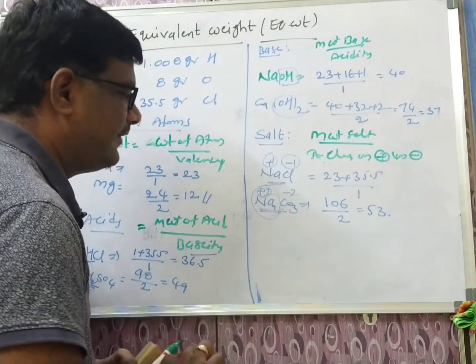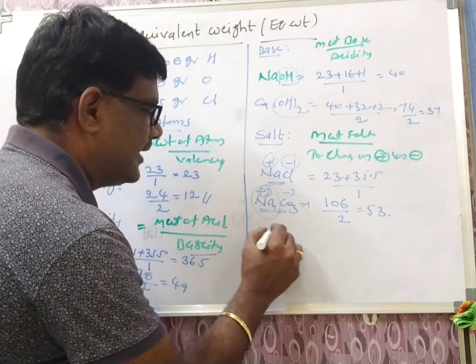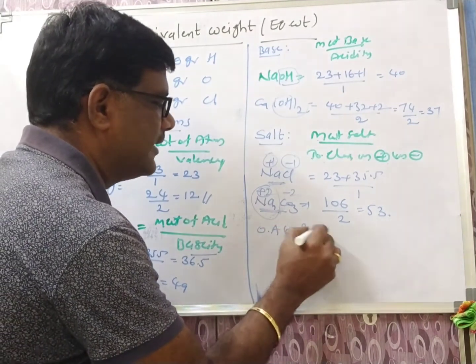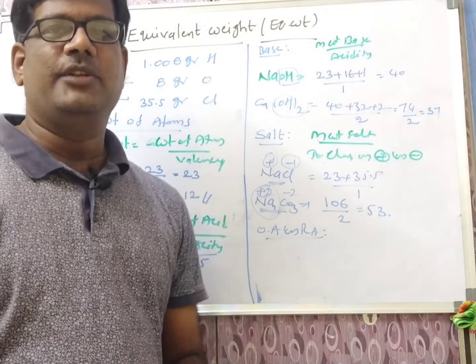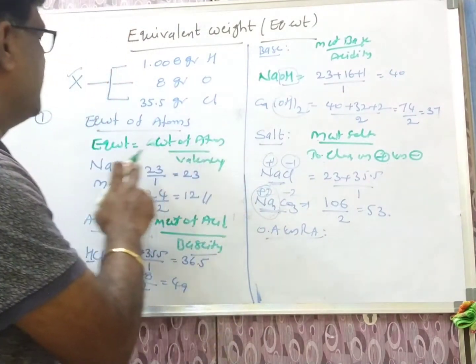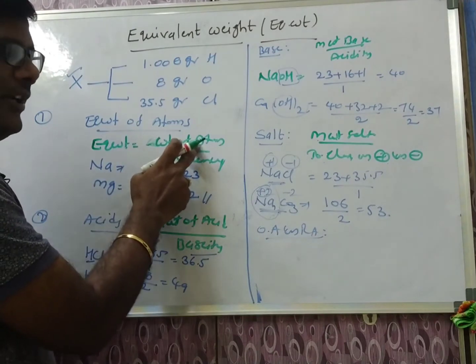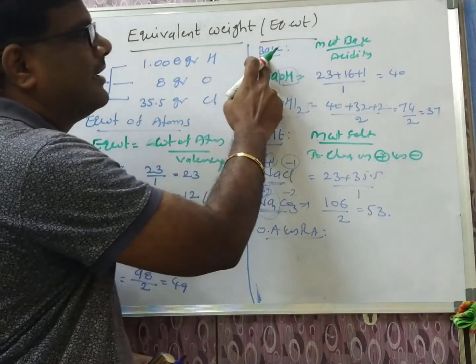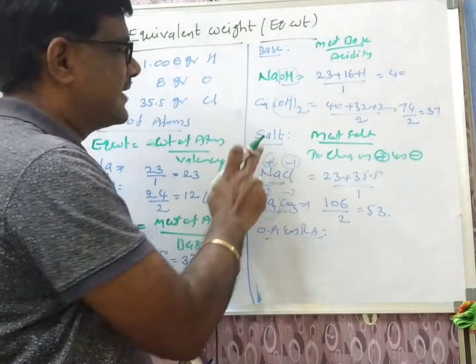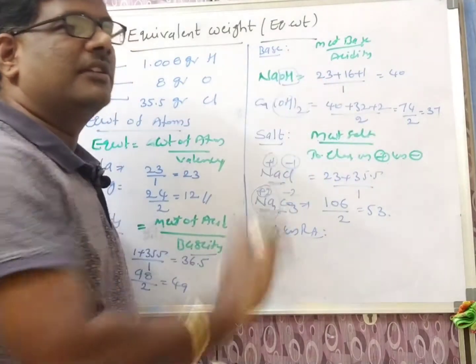Finally, the equivalent weight of the oxidizing agent or reducing agent. Same formula, look here. Equivalent weight of an atom: weight of the atom. Equivalent weight of acid: molecular weight of the acid. Equivalent weight of the base: molecular weight of the base. Equivalent weight of the salt: molecular weight of the salt.